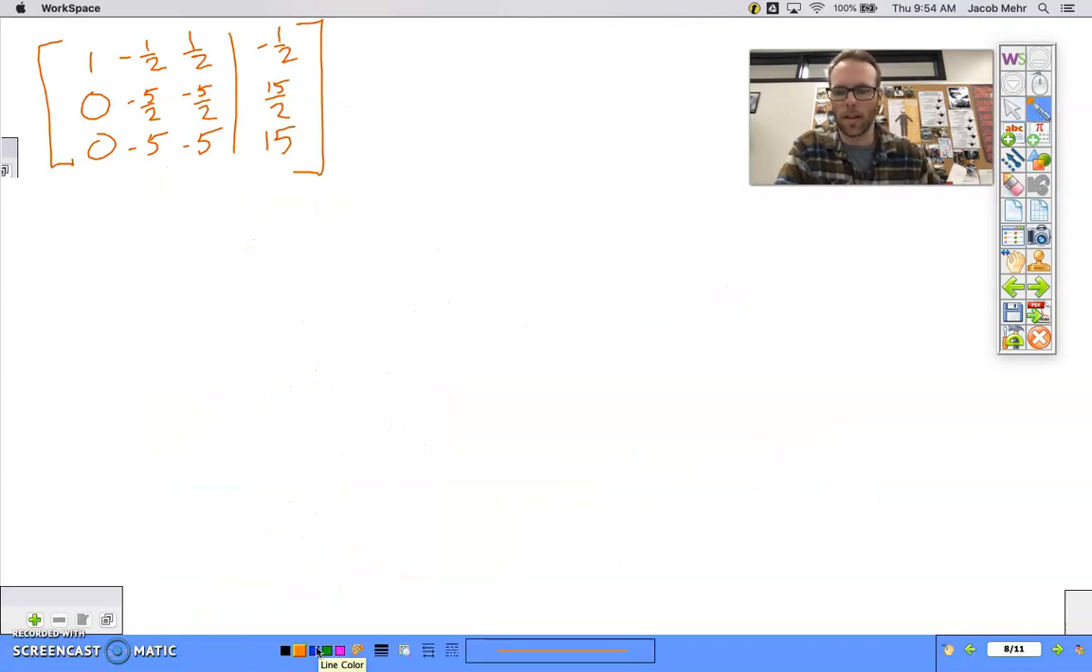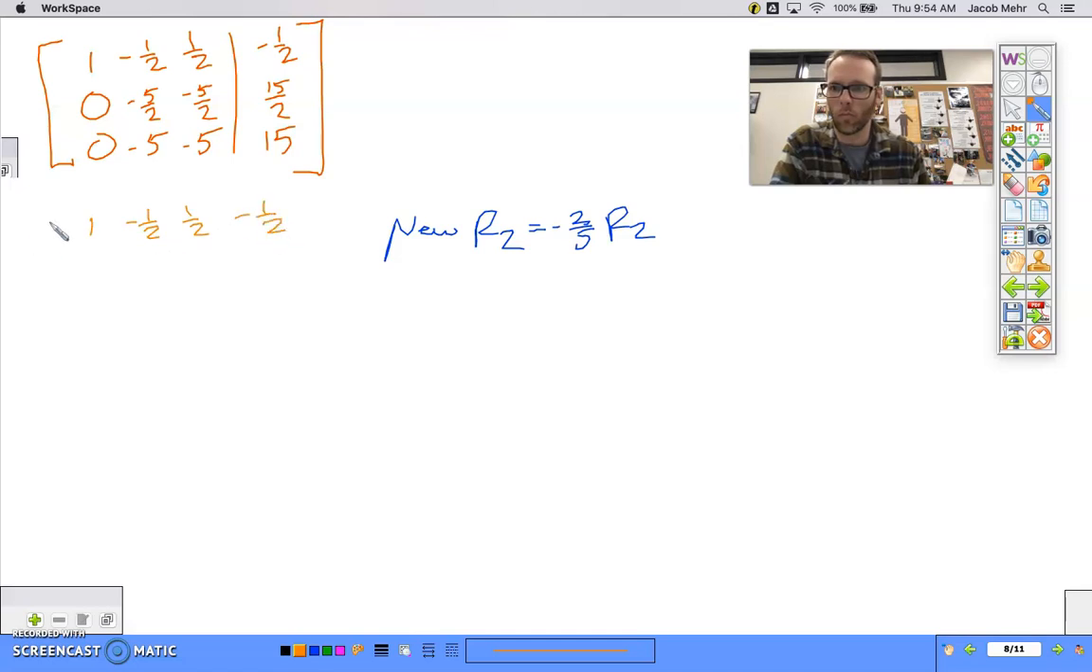All right, next spot I want to get is I want this spot right there to be a 1. Now, how am I going to make that a 1? Our new row 2 is going to be, well, we'll just multiply by the reciprocal, negative 2/5 times row 2. All right, so that would be 0. Negative 5/2 times negative 2/5 is 1. Negative 5/2 times negative 2/5 is 1. 15/2 times negative 2/5 is negative 3. All right. Now, let's get row 3.